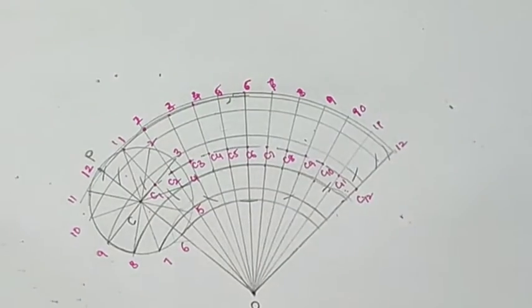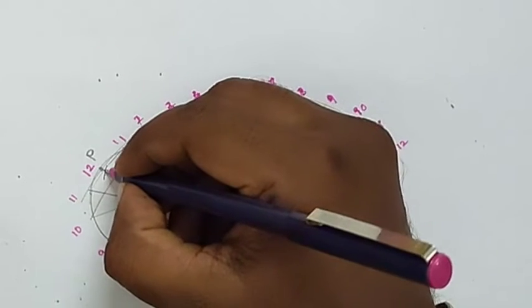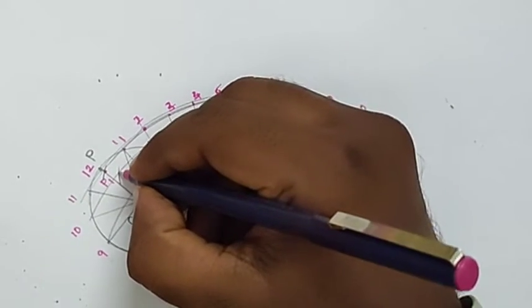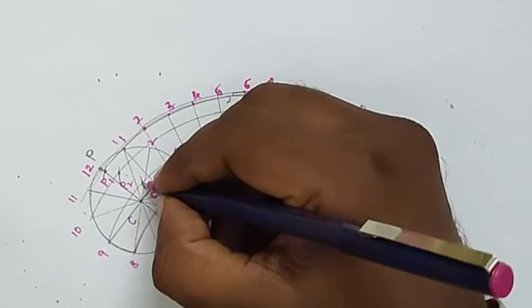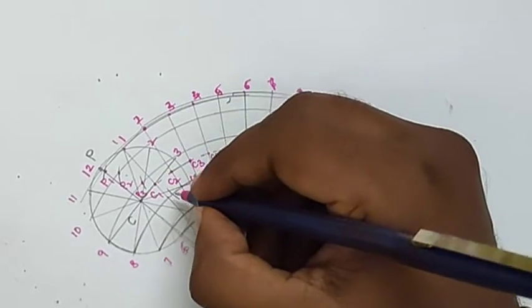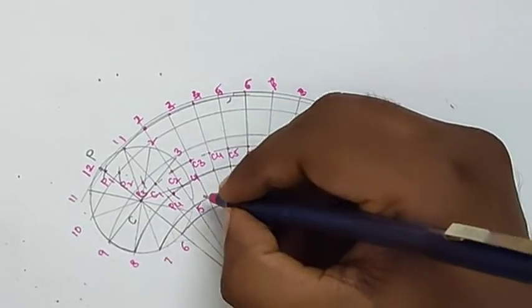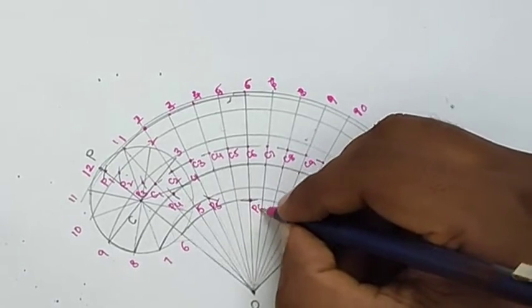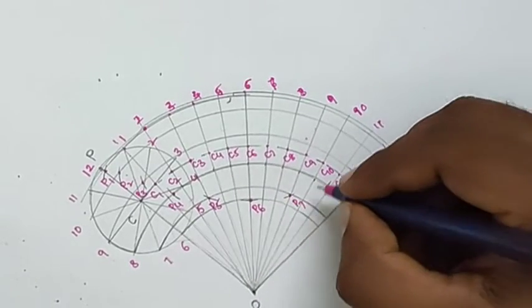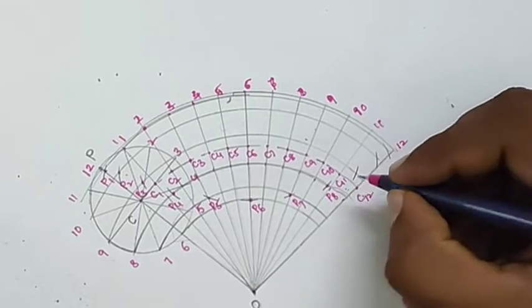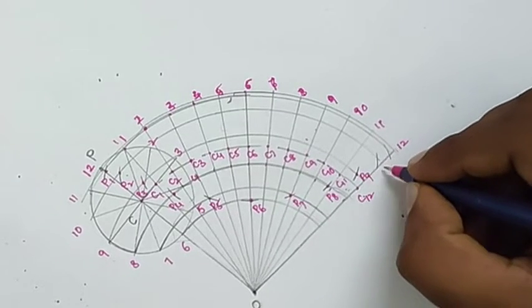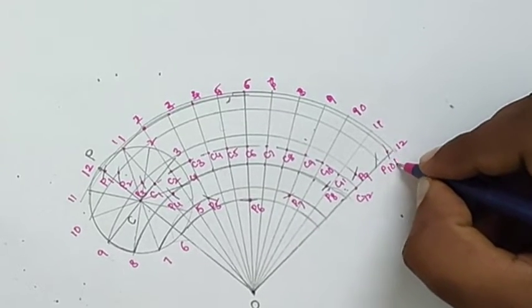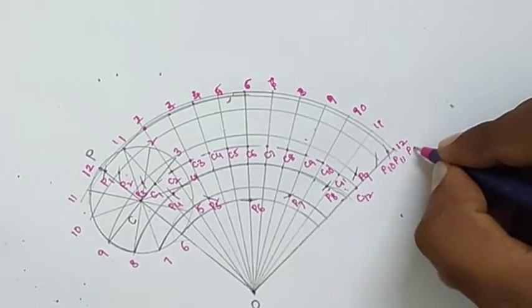So like that we will get the different points here. So this is P1. This is P2. This is P3. Here we will get P4, P5, P6, P7, P8. Here we will get P9, P10, and this is P11, and this one is P12.